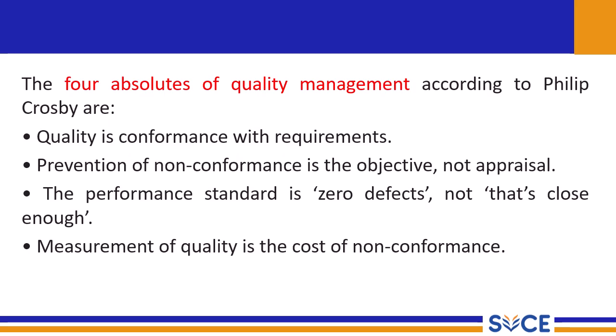The four absolutes of quality management, according to Philip Crosby, are: quality is conformance with requirements; prevention of non-conformance is the objective, not appraisal; the performance standard is zero defects, not close enough; and the measurement of quality is the cost of non-conformance. Whenever we fail to check defects and do it properly the first time, we end up paying more money for maintenance or rectifying that problem. That we shouldn't do. That is the basic philosophy behind Crosby's theory.